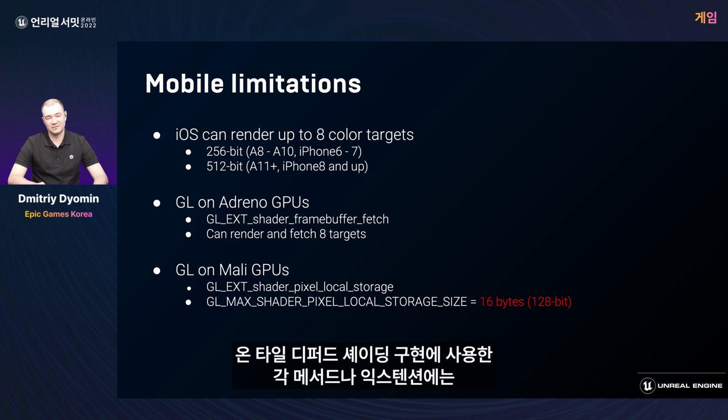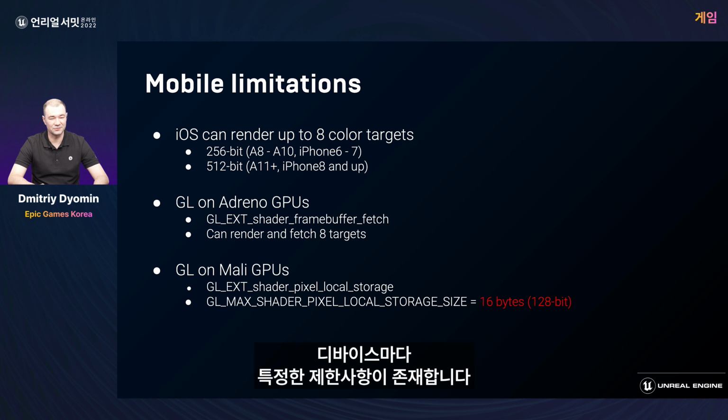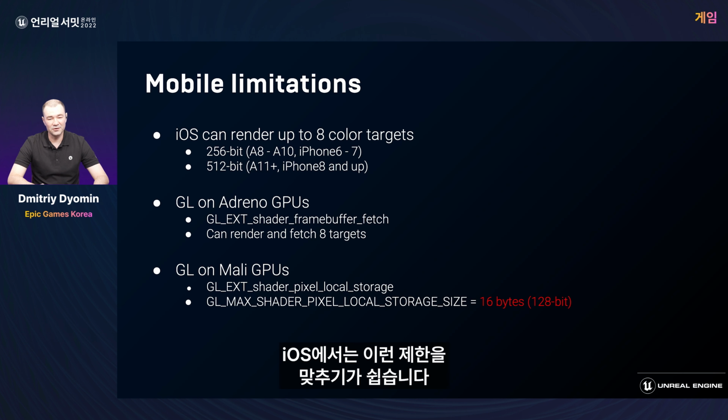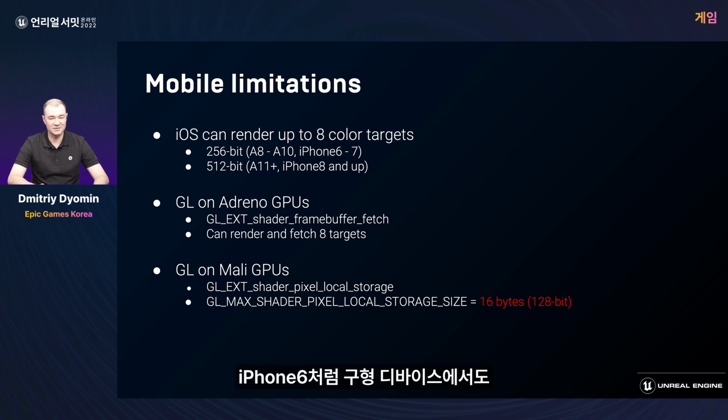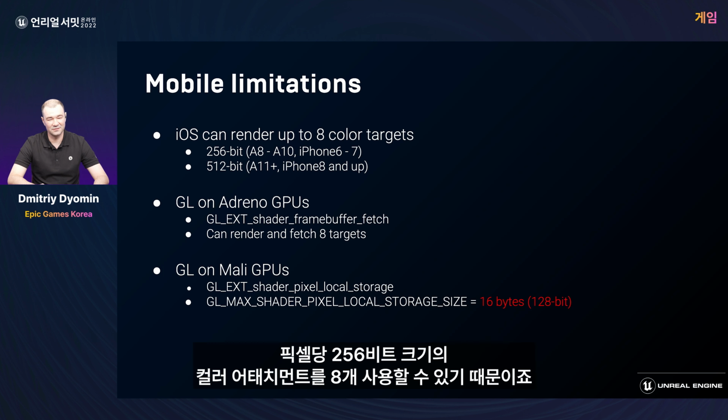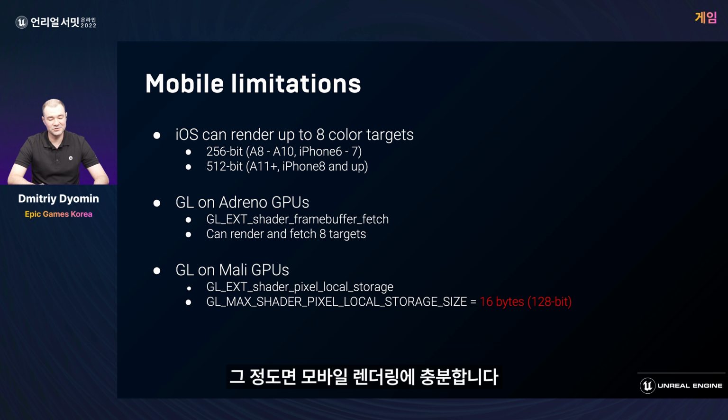Each method or extension we use to implement on-tile deferred shading has certain limitations on different devices. On iOS, we can easily fit into limitations as even old devices like iPhone 6 allow you to use 8 color attachments with a total size of 256 bits per pixel, which is enough for mobile rendering.